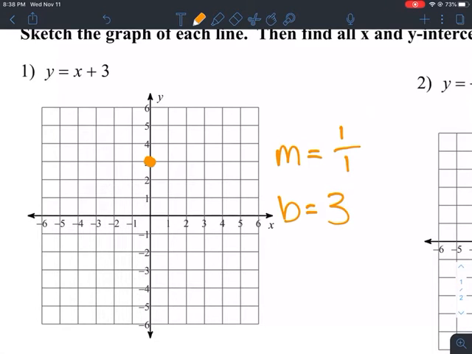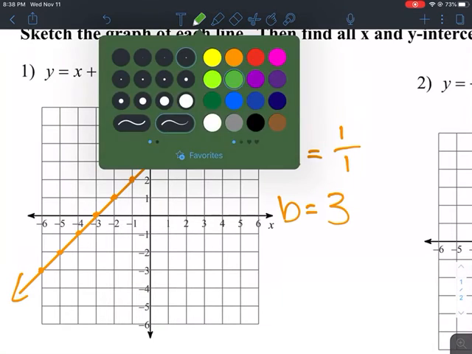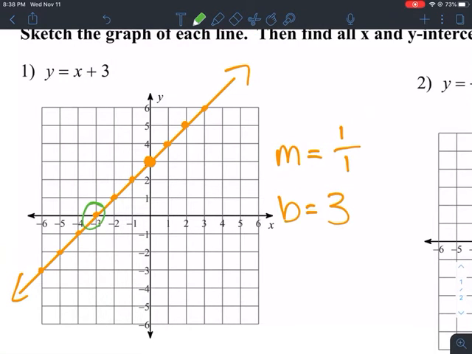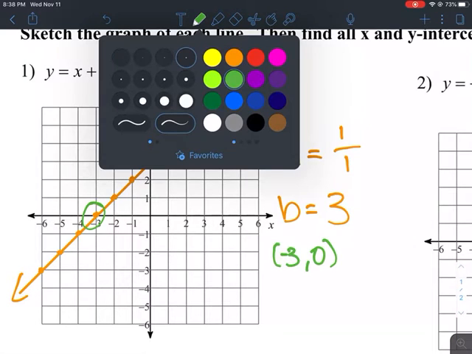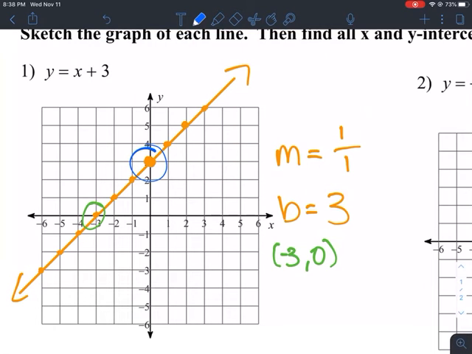So since it's positive 1, we're going to go up 1, right 1. And I'm going to do that all the way across the graph. When I can't go up and right, I go down and left. I like going all the way across the graph because it makes for better lines. Okay, so there's my line. My x-intercept is where it touches the x-axis, so the point -3, 0. And the y-intercept is where it touches the y-axis, so the point 0, 3.